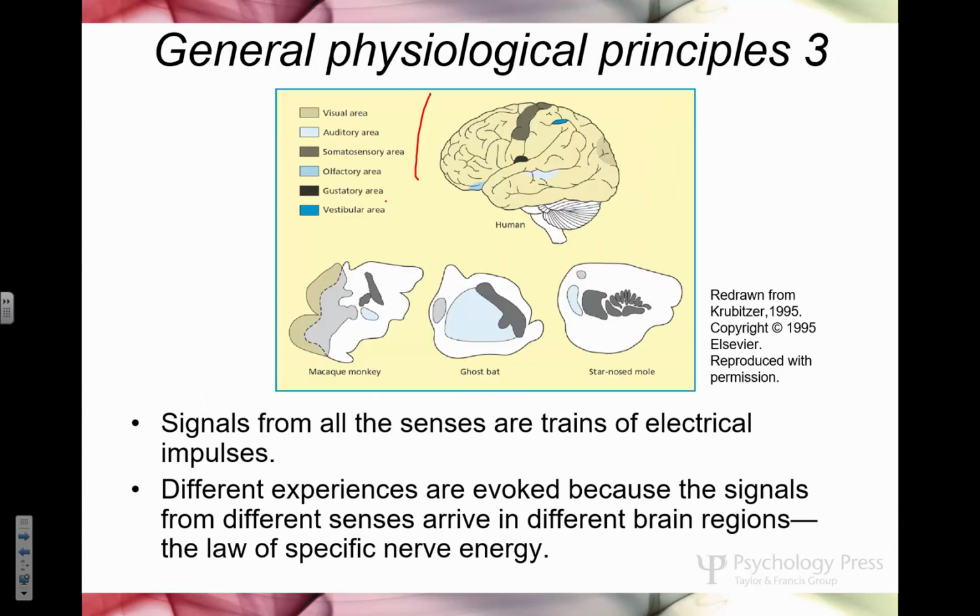So here's a human brain, here's a brain kind of flattened from a monkey, a bat, and a star-nosed mole. What's interesting about this is that different species use or rely more heavily on different sensory systems, right? So you can look at the proportion of the brain that's devoted to a particular sensory system and think about that particular animal. If you think about a bat, for example, look how big this light blue area is, this is the auditory area, and then the visual area is just this little guy right here. Okay? So what does that tell you?